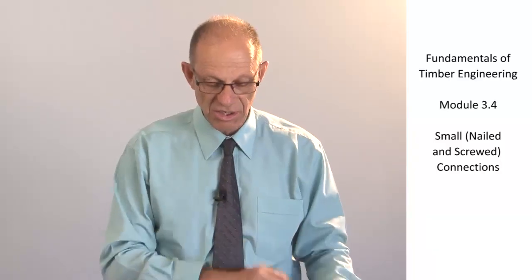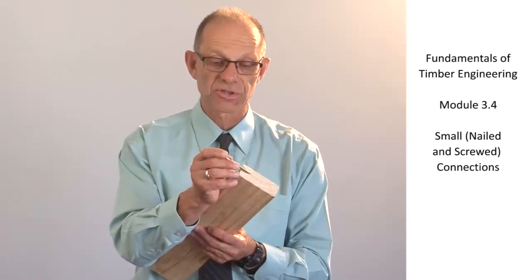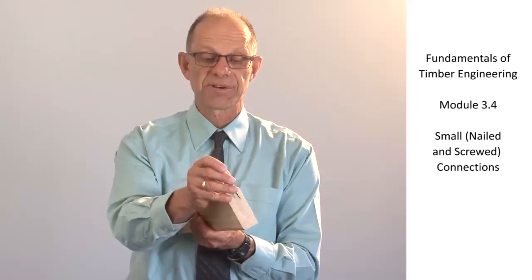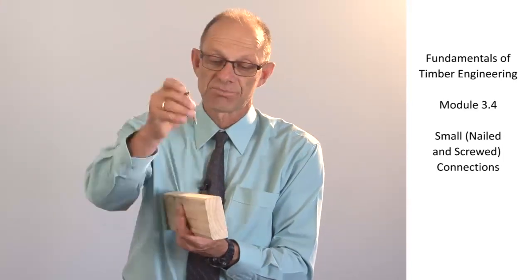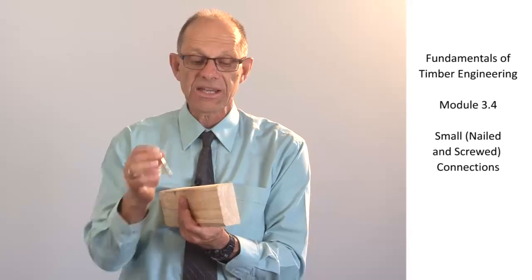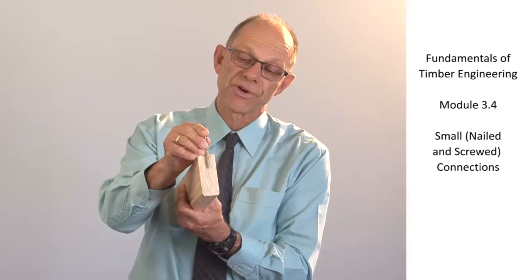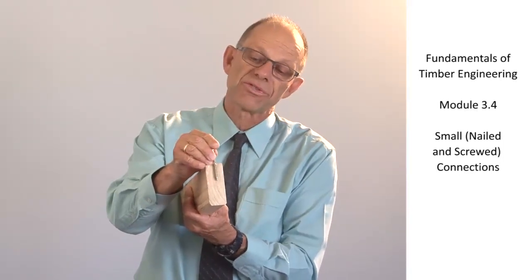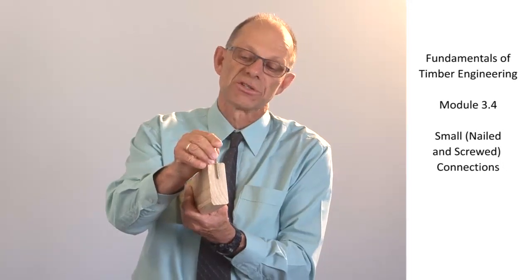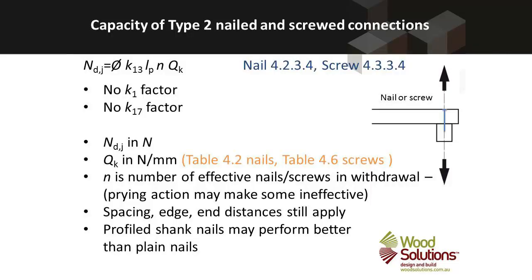The capacity of a connection in withdrawal doesn't appear to be a function of the duration of load. It's simply a function of the grip between that fastener and the piece of timber that it is being pulled out of. It is a function of LP. LP is the depth of penetration. The further it goes into the innermost piece of timber, the higher the withdrawal resistance, or the tension that it can mobilise in that particular fastener. And of course it's related to the number of fasteners N.